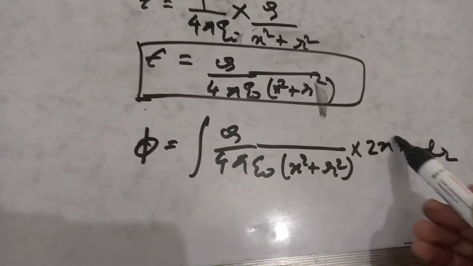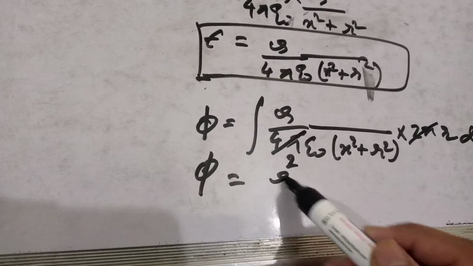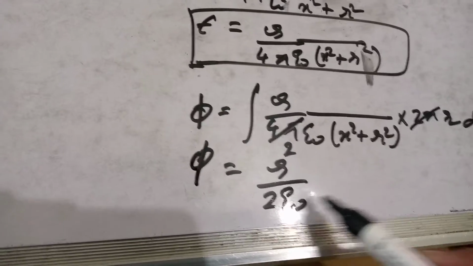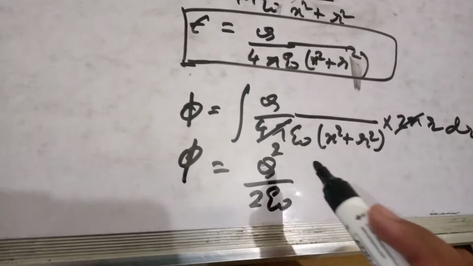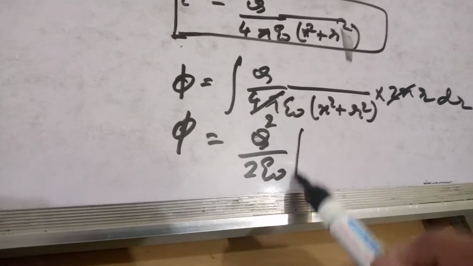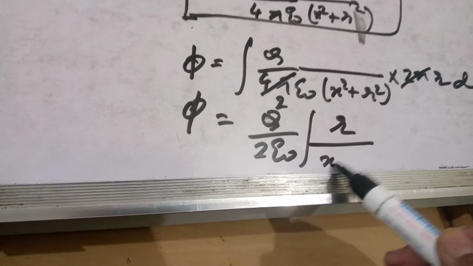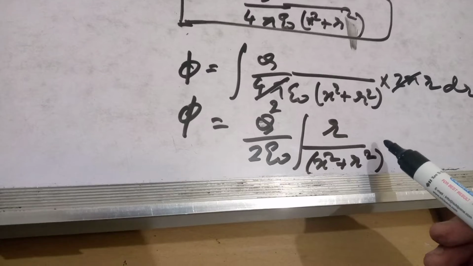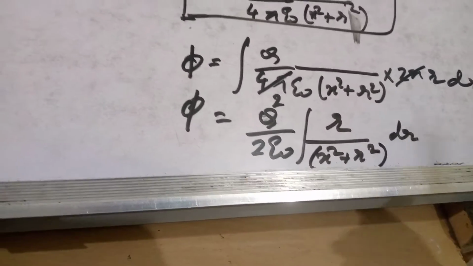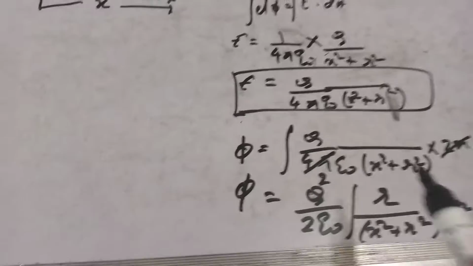Now 2 pi will be cancelled with 2. So here flux will be q upon 2 epsilon naught integral, and here will be r upon x square plus r square dr. But I think I have made a bit of a mistake here, so now let me revise it.